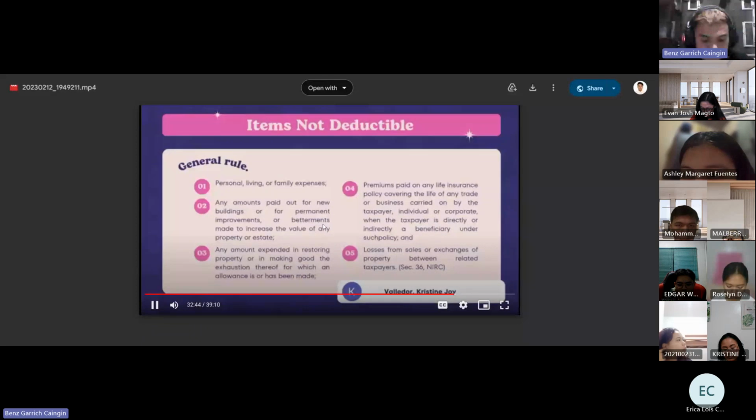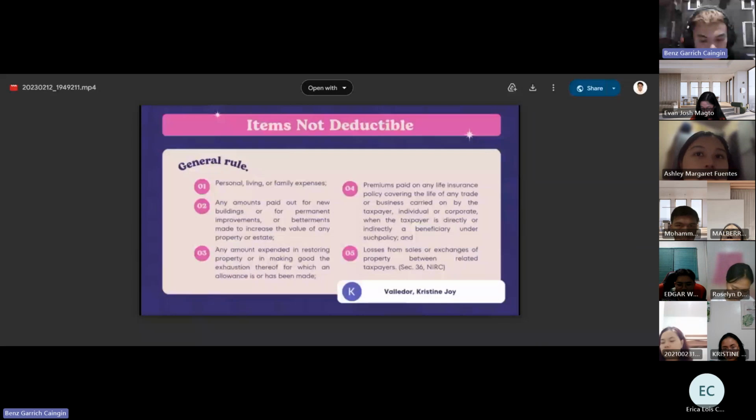Fourth, premiums paid on any life insurance policy covering the life of any officer or employee, or of any person financially interested in any trade or business carried on by the taxpayer, individual or corporate, when the taxpayer is directly or indirectly a beneficiary under such policy. And last are the losses from sales or exchanges of property between related taxpayers.